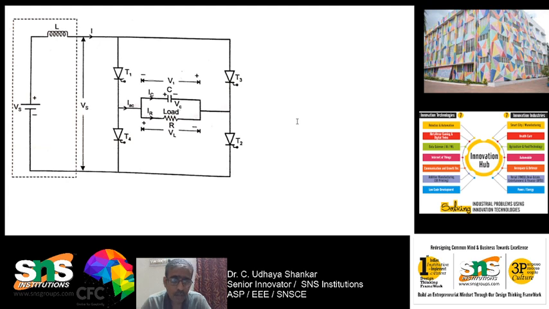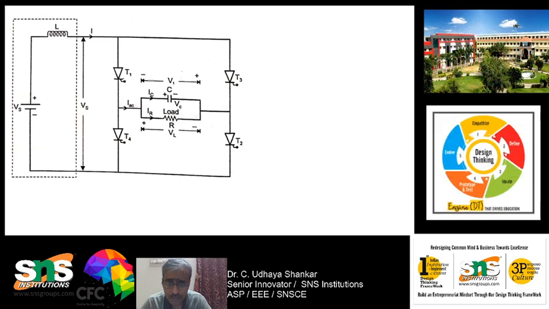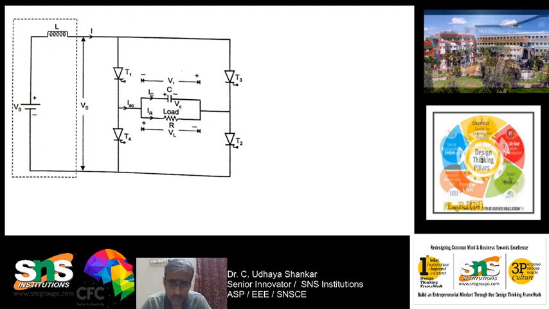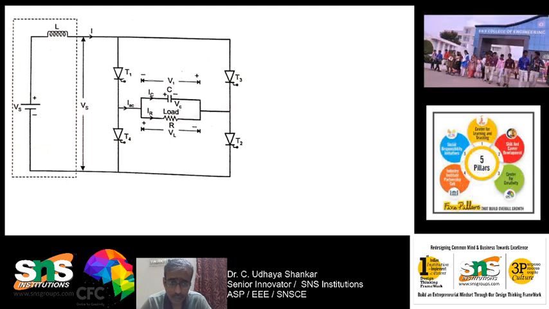Okay, so T1 T2 positive, T3 and T4 negative, like that it goes on. Okay, so as I've said, it is used for medium power rating, and it is used for R load.